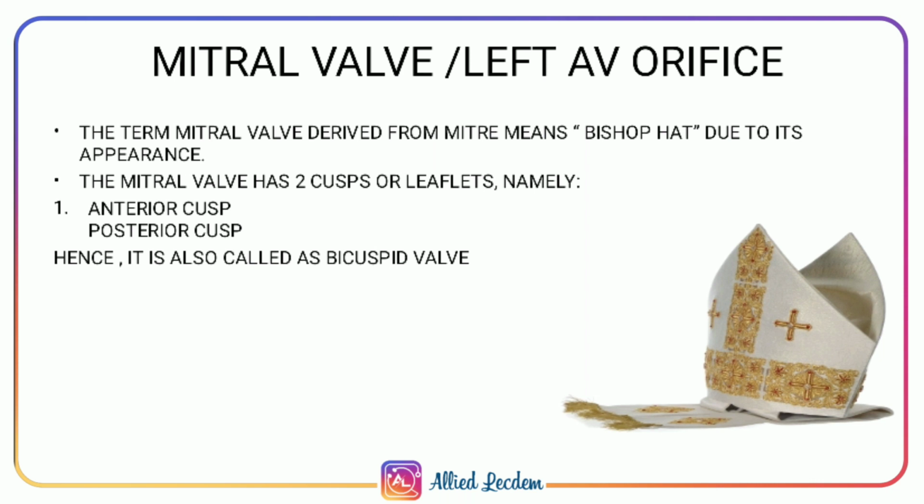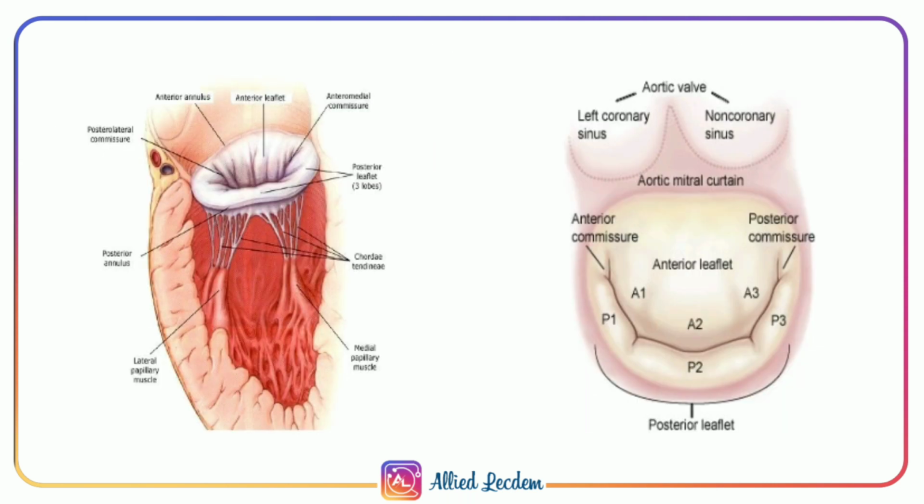The term mitral valve is derived from the word mitre, meaning bishop's hat. In the bishop's hat you can see two edges. Just like that, the mitral valve has two cusps or leaflets, namely anterior cusp and posterior cusp. Hence it is also called the bicuspid valve. The first picture shows us the location of the mitral valve between the left atrium and left ventricle. The left atrioventricular orifice is guarded by the mitral valve.